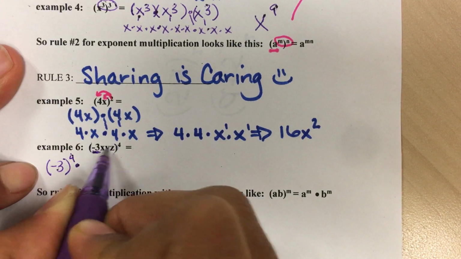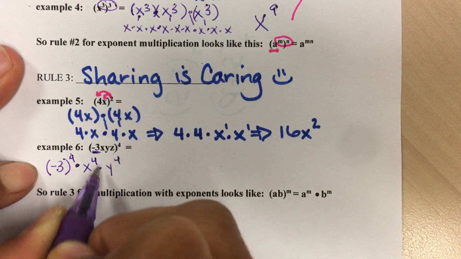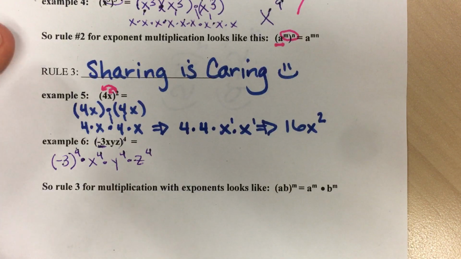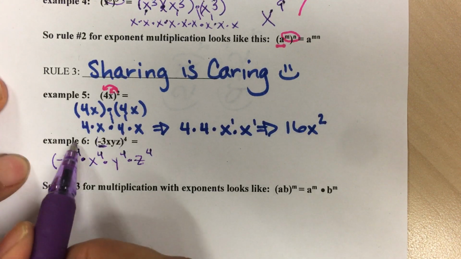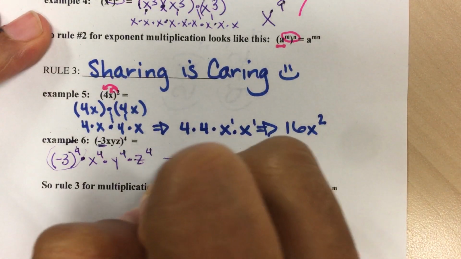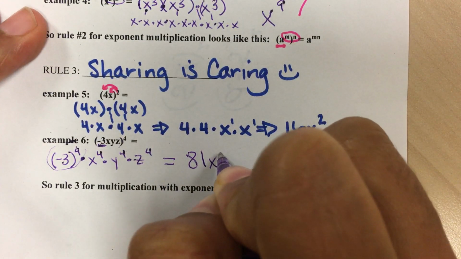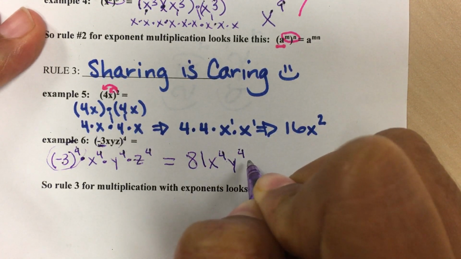So x gets a 4 as well. Y gets a 4 as well. And Z gets a 4. Everybody gets a 4. It's like on Oprah. You get a car. You get a car. It's excellent. Now we're going to type that in our calculator exactly as we see it. -3 in parentheses, to the 4th power will give us +81. Make sure you get +81. That means you typed it in correctly. If you're getting -81, you did not type that in there correctly.